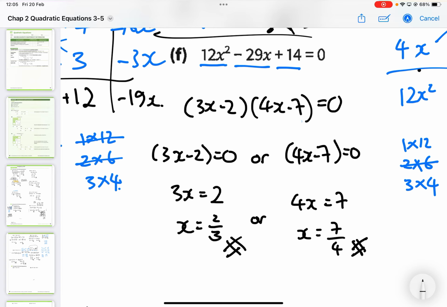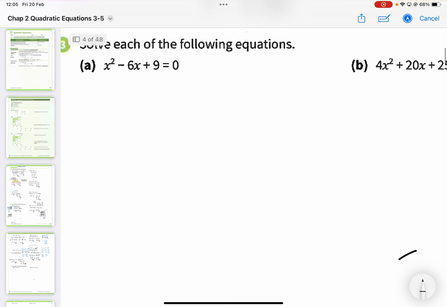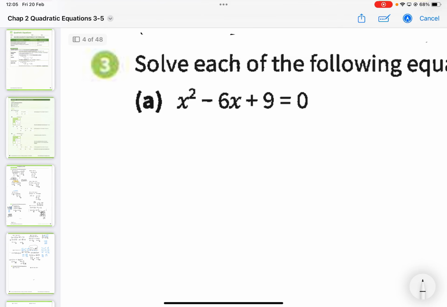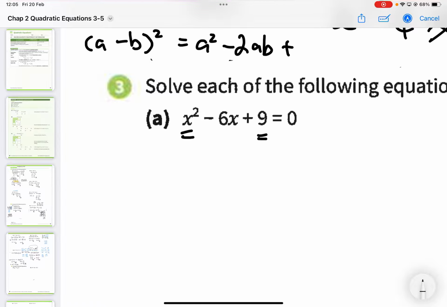Okay, we continue. Okay. Question 3A. They want you to notice something. x squared is the square of x. 9 is the square of 3. Then they actually want you to notice that this one actually can use the identity. Okay? The identity is (a minus b) squared equals a squared minus 2ab plus b squared.